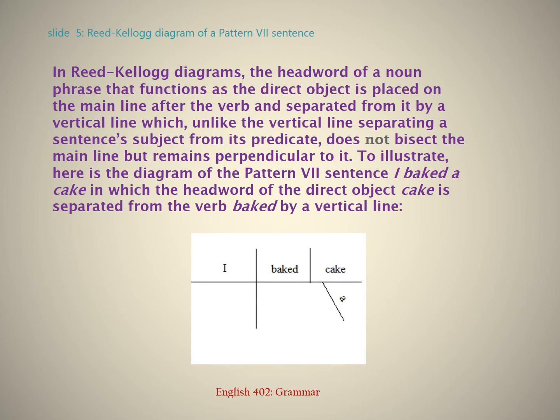In Reed-Kellogg diagrams, the head word of a noun phrase that functions as the direct object is placed on the main line after the verb and separated from it by a vertical line which, unlike the vertical line separating a sentence's subject from its predicate, does not bisect the main line but remains perpendicular to it. To illustrate, here's the diagram of the pattern 7 sentence, I baked a cake, in which the head word of the direct object cake is separated from the verb baked by a vertical line.